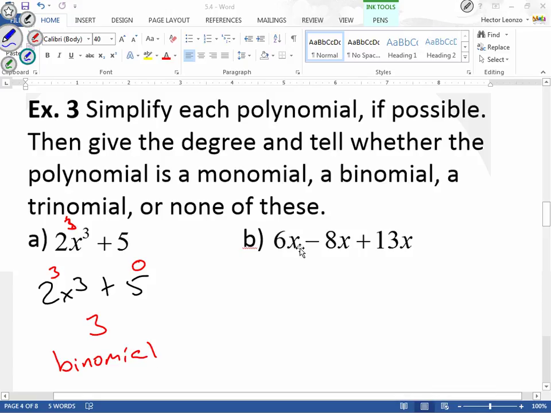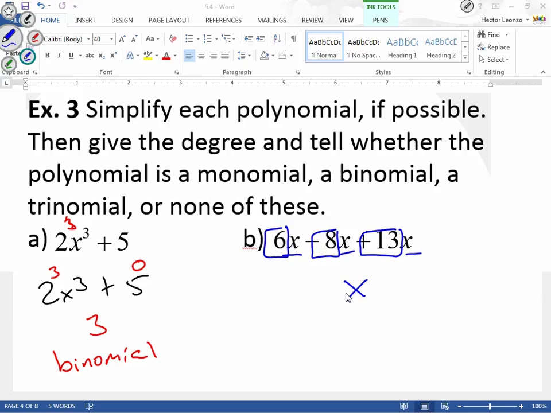Let's take a look at my example B. I notice all of these have an x, so I'm just going to copy the x, and I'm just going to combine the coefficients. I'm looking at 6 minus 8 plus 13. 6 minus 8 plus 13, that should give you 11. So when I combine this, I get 11x. My degree, my exponents, it's x to the 1, so my degree is 1. In this case, I get a monomial because it's only one term.